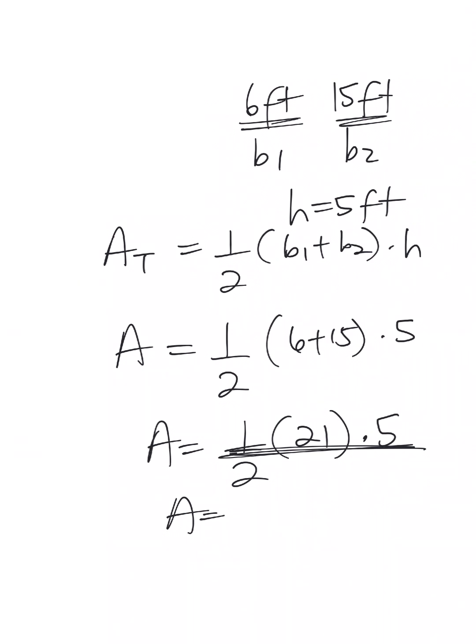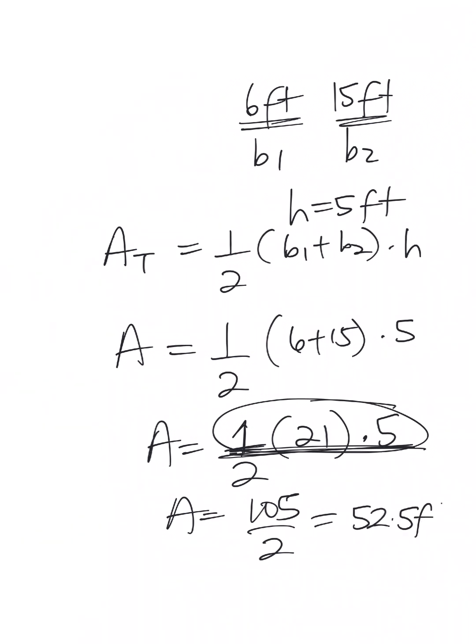Or you could, in this case, actually that's the best option because you don't have an even number in the numerator. So you just multiply them out, you get 105 over 2. And you can divide that by 2, and that's 52.5 feet squared. So that's how we find the area of a trapezoid. We go step by step. We can write it as 52.5 or 52 and a half.